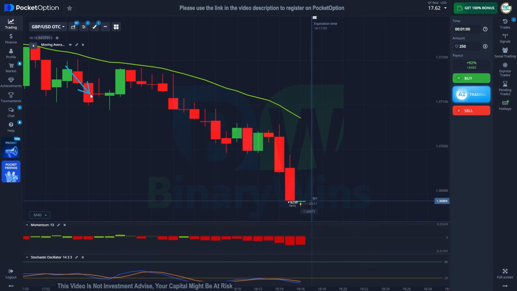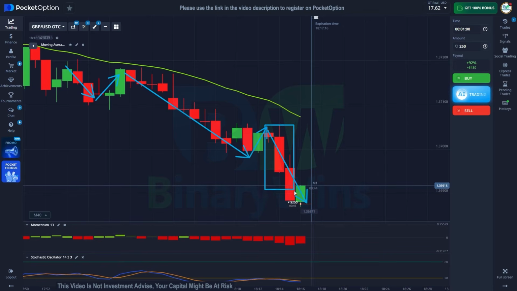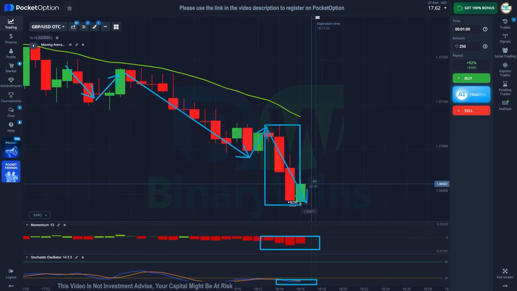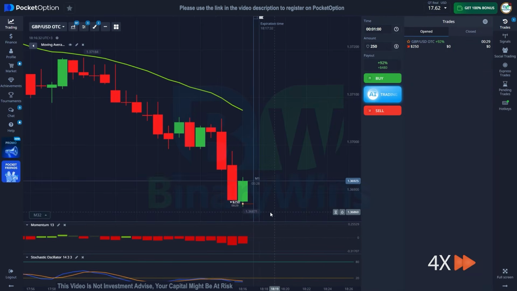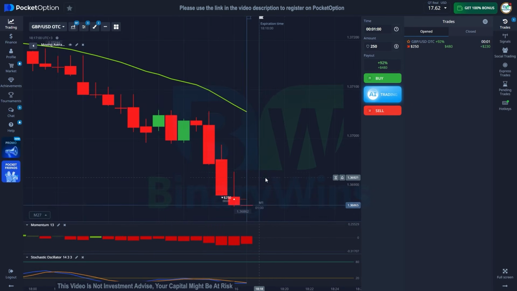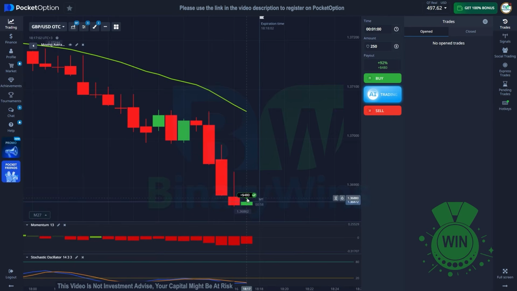If you look, our trend is a downtrend. A bearish momentum, the histograms are red, and the stochastic is in the oversold zone. We're waiting for the position to close. We got a little lucky here.